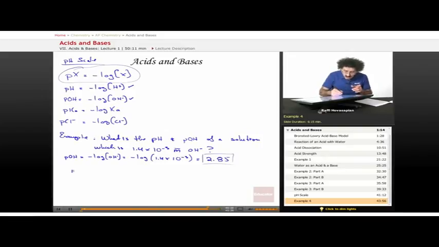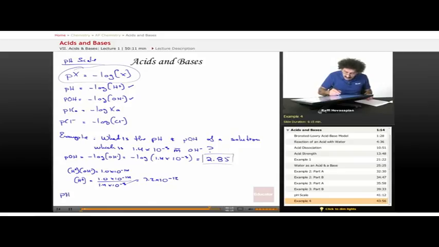Now, we want the pH. Well, we know that the H plus concentration times the OH minus concentration is equal to 1.0 times 10 to the negative 14. So the H plus concentration equals 1.0 times 10 to the negative 14 divided by 1.4 times 10 to the negative 3. Let's just do two significant figures here. That's going to equal 7.2 times 10 to the negative 12.